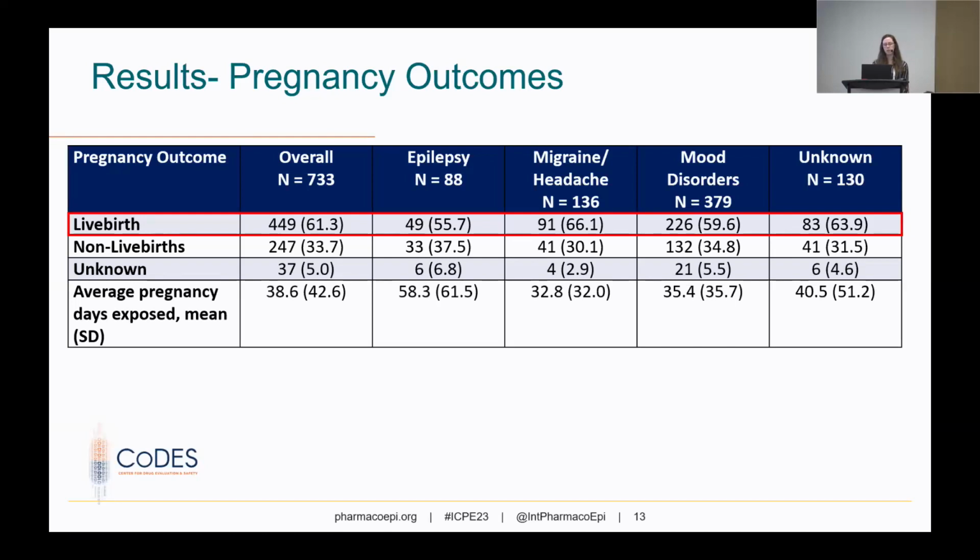The other thing that was interesting was the average pregnancy days exposed. So this is essentially how long once they're pregnant do they stay on valproic acid. And you can see that for epilepsy, they do have slightly longer average time that they're staying on the drug. So this may be because their physician has talked to them and they want to stay on the drug longer.